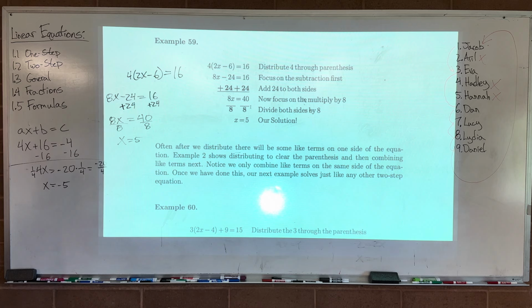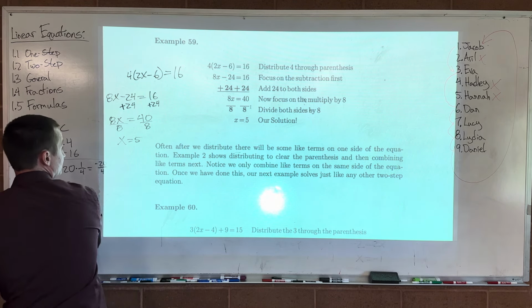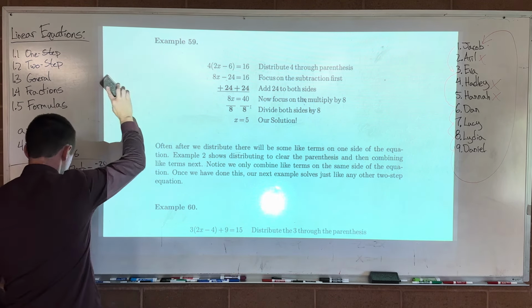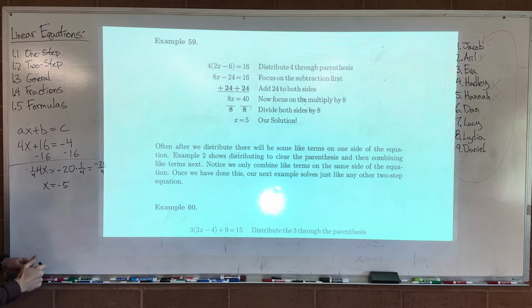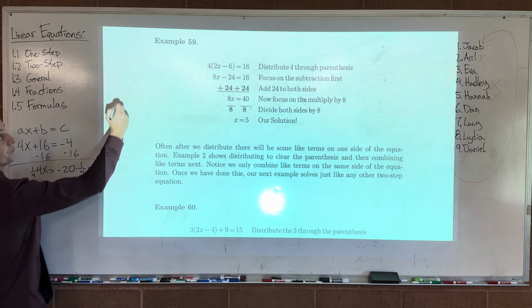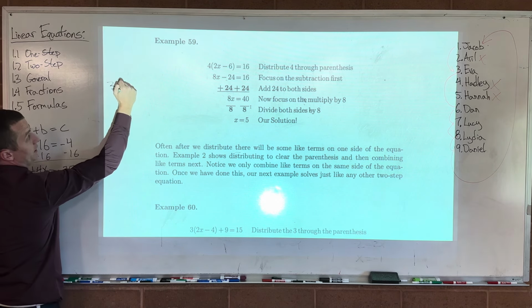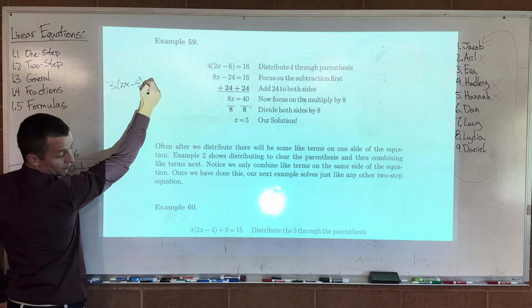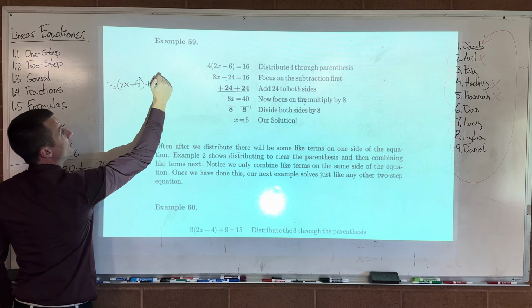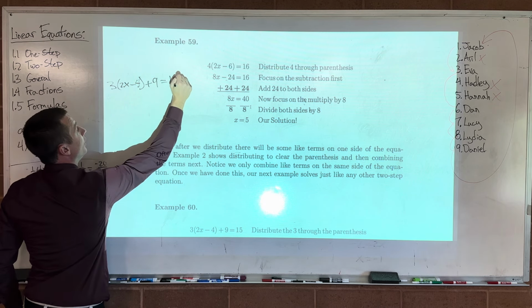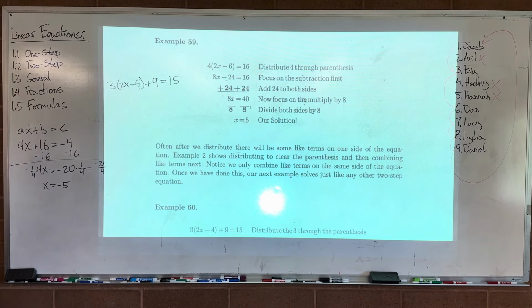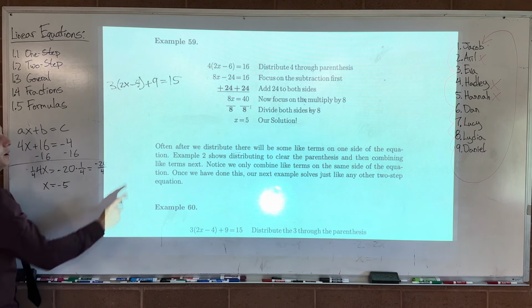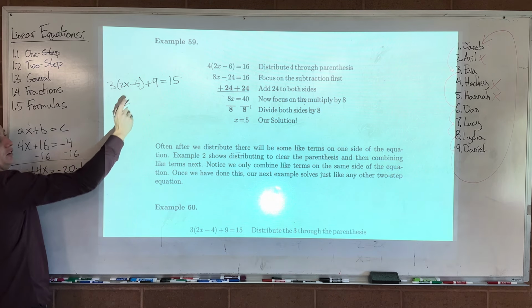Let's try another one. Next one, we have 3 times 2x minus 4 plus 9 equals 15. Okay. What are we going to do first? Distribute. That works. So we're going to distribute the 3 to each of these terms.